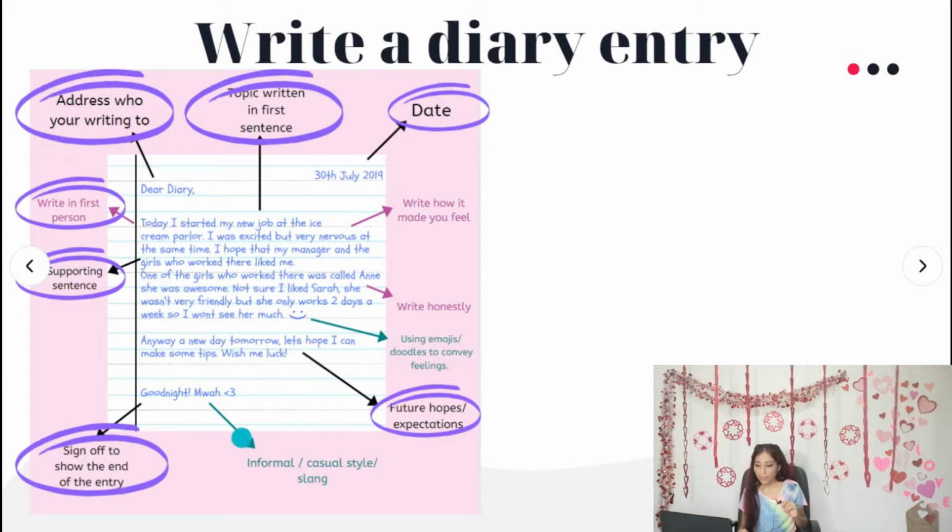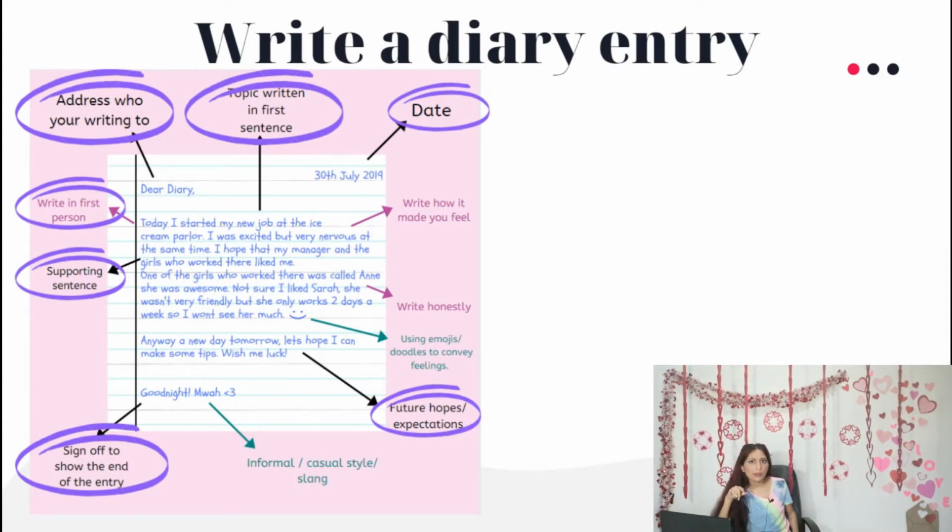Mwah. And this is a heart, okay? So this is a diary about a girl who didn't tell us her name because, of course, it's her diary and we're reading her secrets.